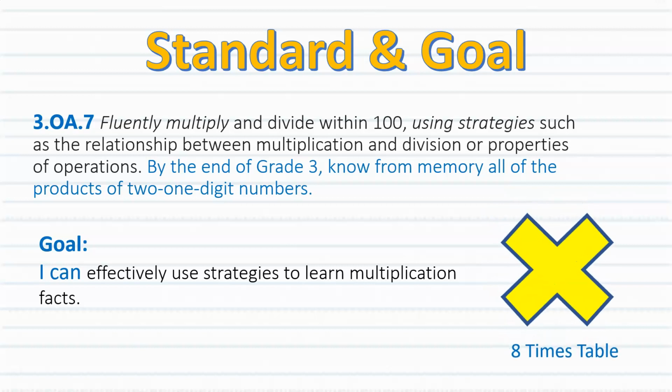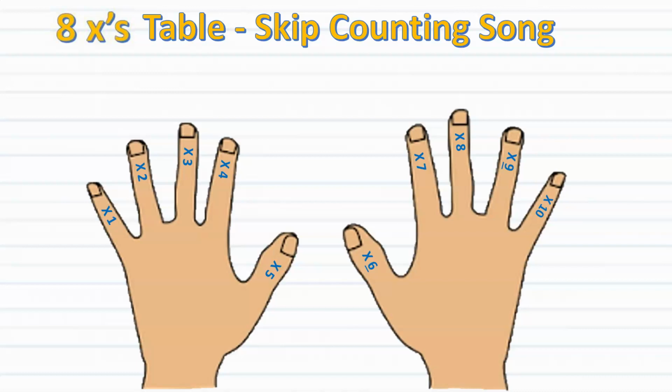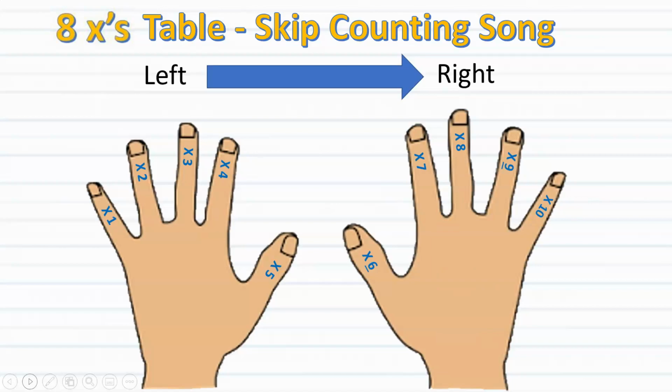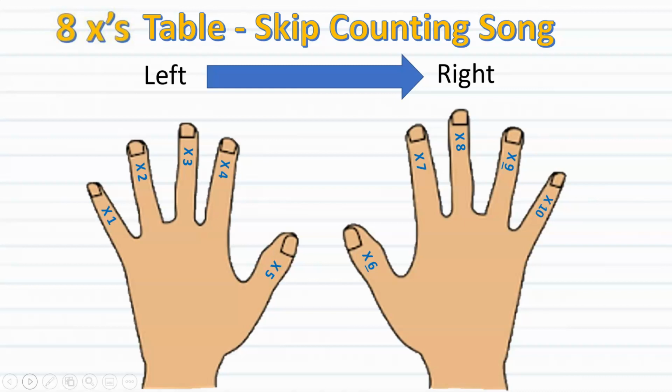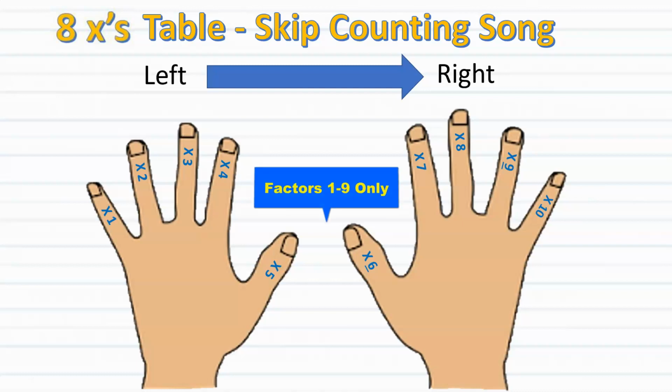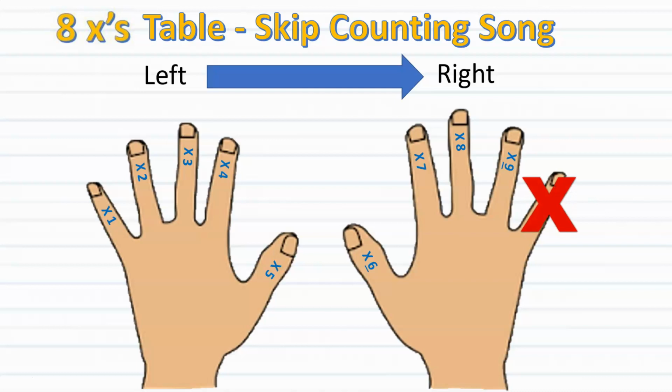But before we begin, let me show you how it all works. With this strategy, we will be using our fingers to guide us along in finding the product of two factors. We will assign each finger a number, counting from left to right. As we can see in this picture, the pinky on the left is 1, ring finger 2, middle finger 3, pointer finger 4, thumb 5, thumb on the right 6, followed by 7, 8, 9, and 10. Keep in mind that since this skip counting song focuses on factors 1 through 9 only, we won't be using the 10th finger.